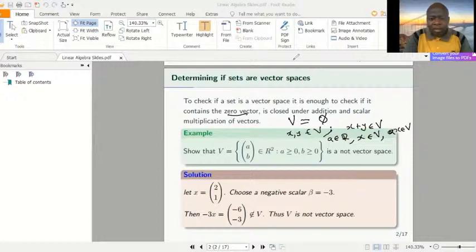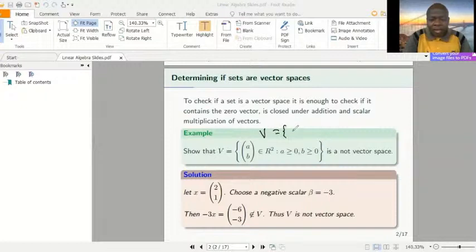Let's look at the example first. The example says show that this set containing (A, B) in R2, where A is non-negative and B is non-negative, is not a vector space. So the other way of writing this is this. Let me just show you how it's also written. You can even write it like this. If you find somebody has written it this way, there's no problem.